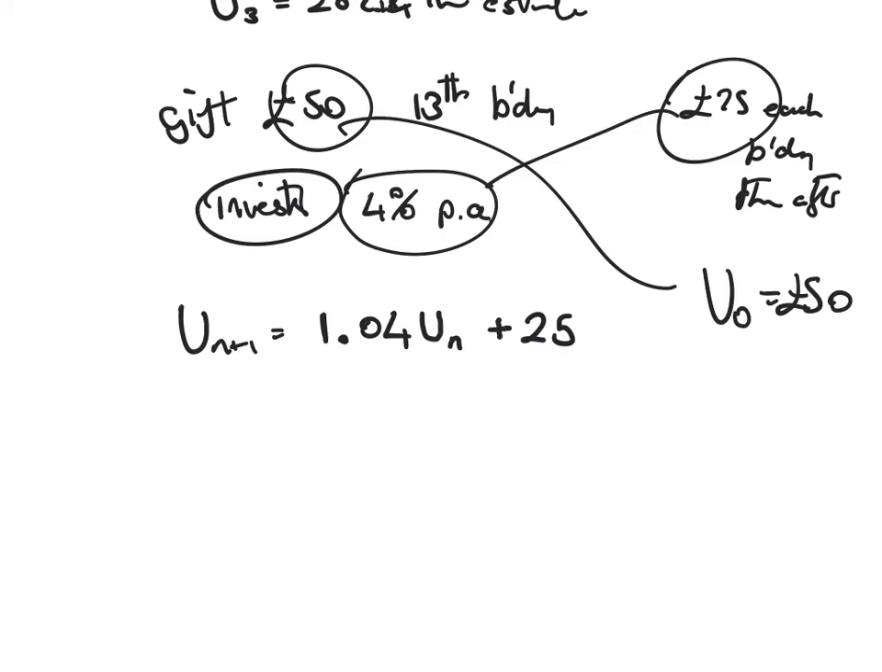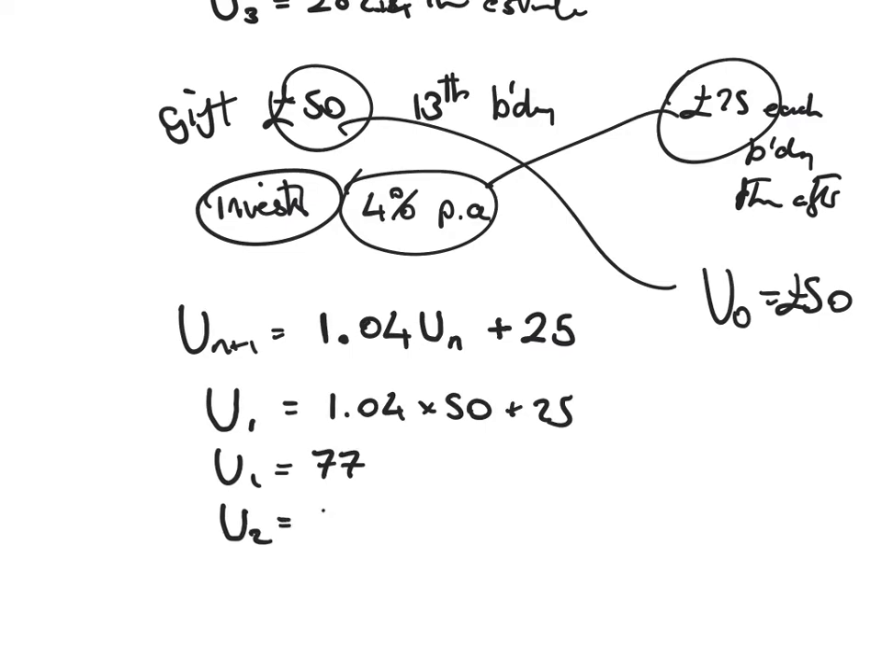Okay, the question then says, calculate what we would expect him to have by his 18th birthday. Okay, so U0 is what's going on his 13th birthday, and that's £50, so U1 will be his 14th birthday, so that's 1.04 lots of 50 plus 25. Okay, that will give me 77. Okay, U2 will be his 15th birthday, so that's 1.04 multiplied by 77 plus 25, and that will give me 105.08.